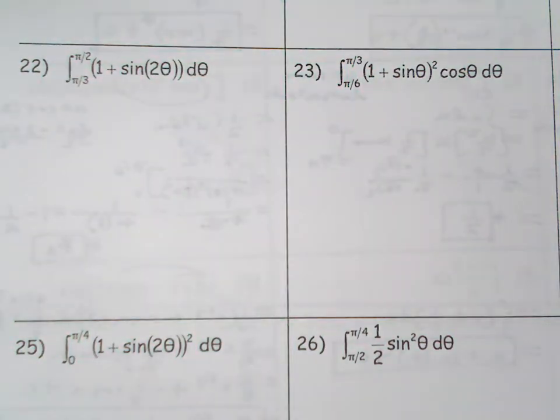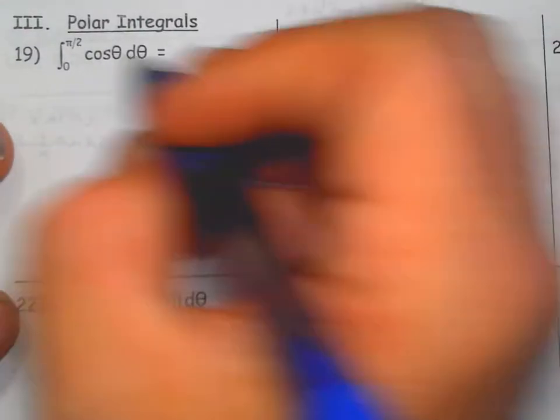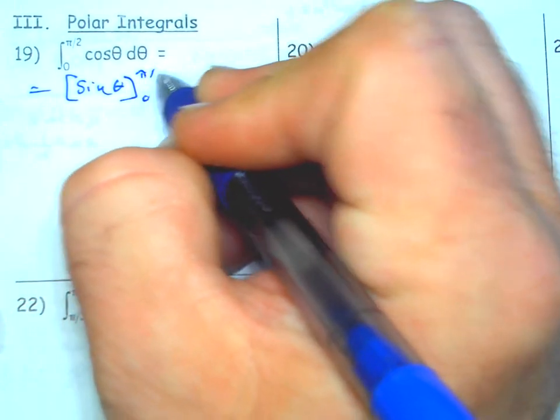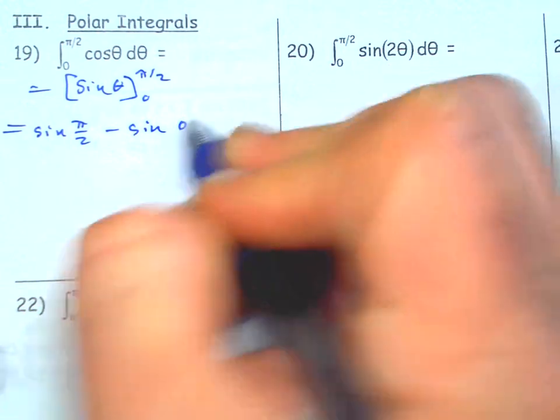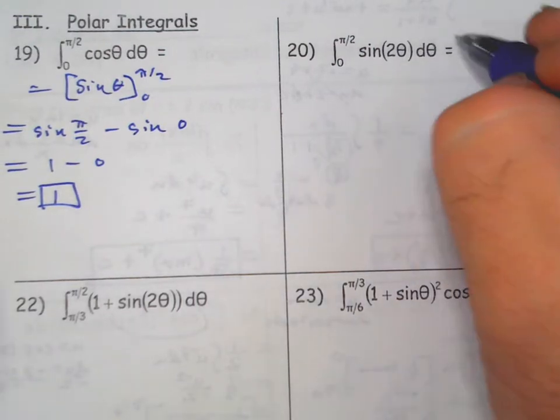Okay, now let's do some more integrals. Start throwing in some trig, because we're going to be doing a lot more of that. And put some thetas instead of x's, just to get used to that. Okay, so antiderivative of that is going to be sine. This is a quick, easy one. One. All right. Next one.